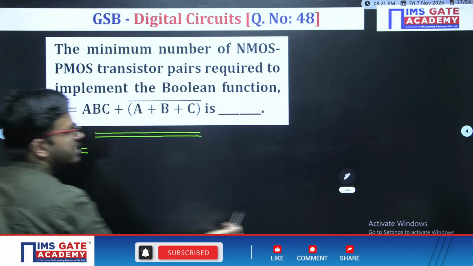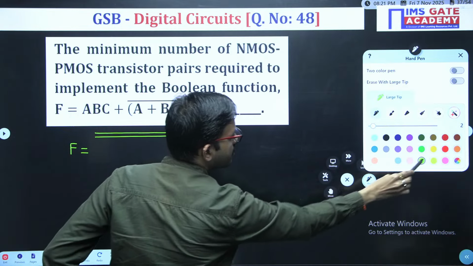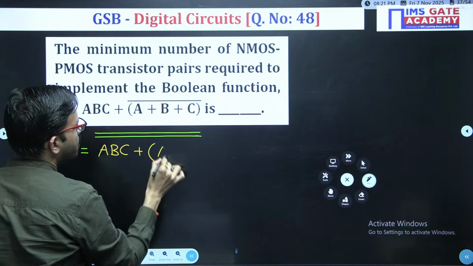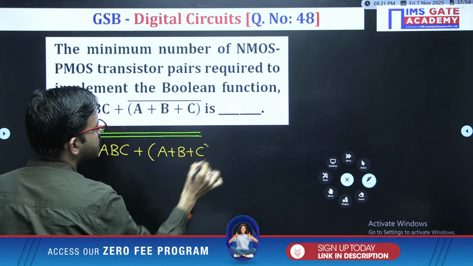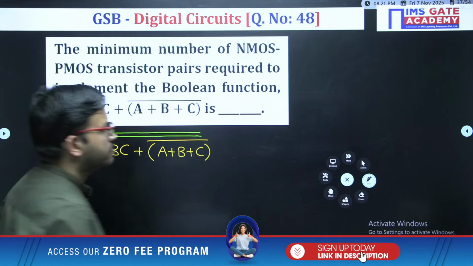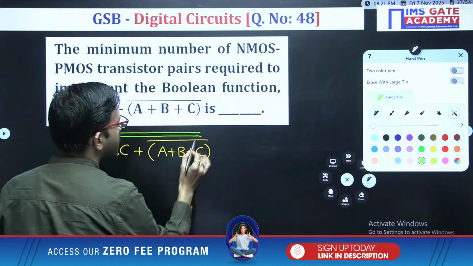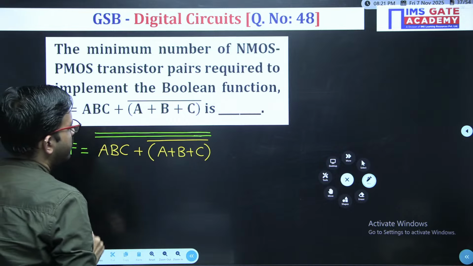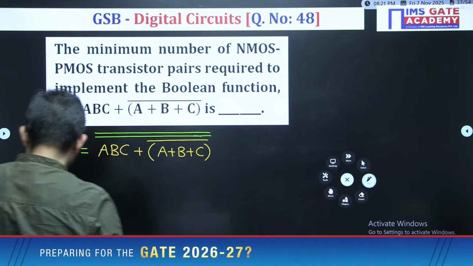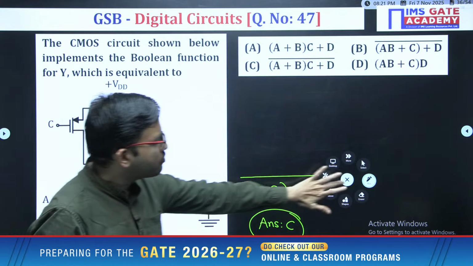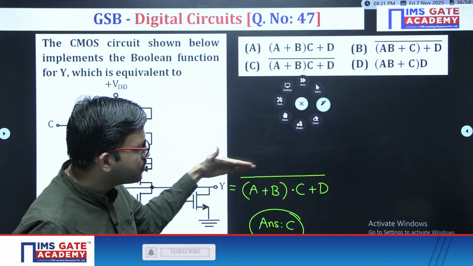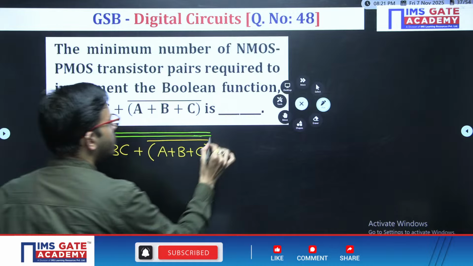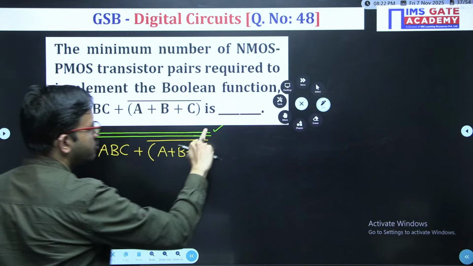Okay. Now, what is the function given? Whatever the function is, you can consider it as ABC plus A plus B plus C, whole bar. Right? Now what you have to do is very simple. What we have said is, with the help of a CMOS circuit, you get the output in the form of the overall function as a complement. That is your observation. That means the overall function you are getting is a complement.